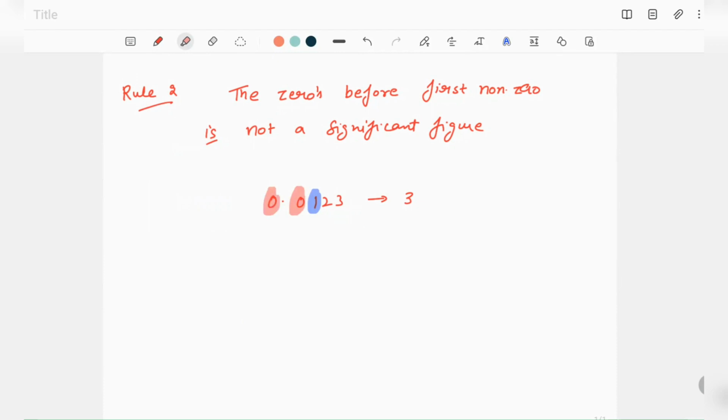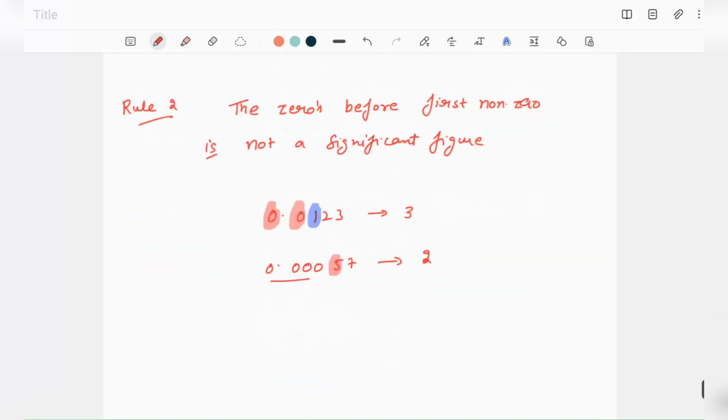First non-zero के जो भी left में 0 आएंगी वो significant figure नहीं होंगी, उनको significant figure नहीं माना जाएगा. For example, 0.00057. How many significant figures are there? This 5 is your first non-zero, and left की सारी 0 को significant नहीं माना जाएगा. So the answer is going to be 2. There are only 2 significant figures. Very easy rule. The zeros before the first non-zero are not considered as significant figures. Remember that. There are total 5 rules.